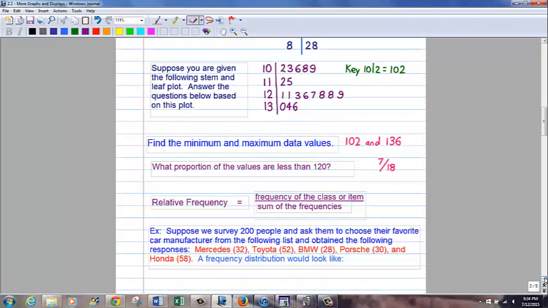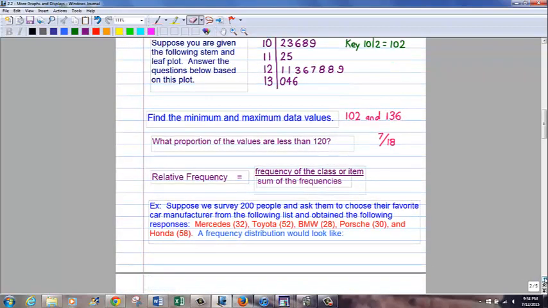And let's just mention what relative frequency is. That's what we're kind of doing here. You want to summarize what that is. It's the frequency, the number of items, divided by the sum or the total number of items.